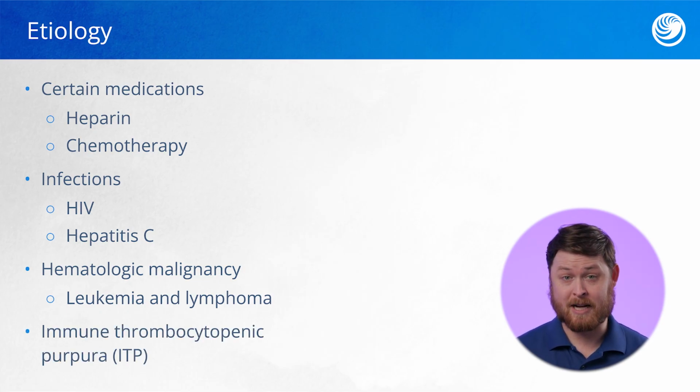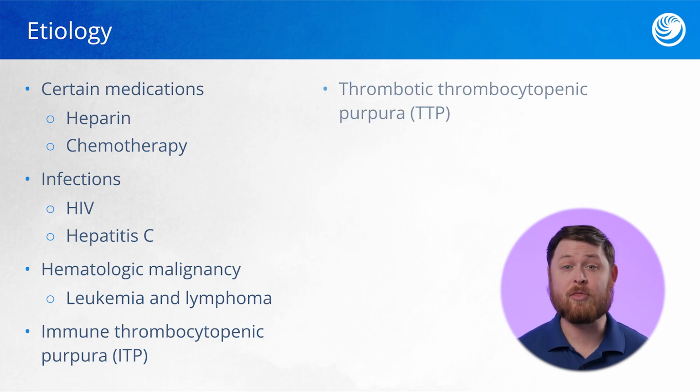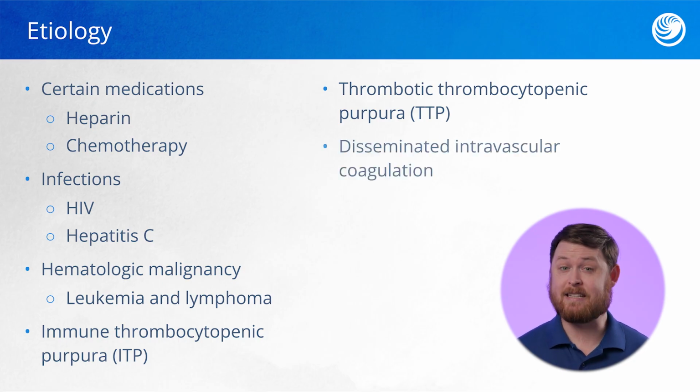Immune thrombocytopenic purpura, or ITP, and thrombotic thrombocytopenic purpura, or TTP, lead to thrombocytopenia in different ways, which we will look at on the next slide. And disseminated intravascular coagulation, which can happen from sepsis, tissue injury, and other types of inflammation, results in massive platelet consumption as clotting takes place in blood vessels throughout the body. This leads to significantly low platelet levels and can contribute to spontaneous bleeding. Let's further discuss the types of thrombocytopenias.